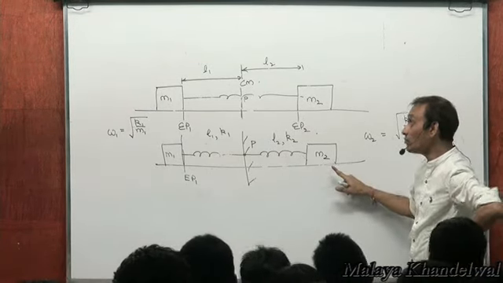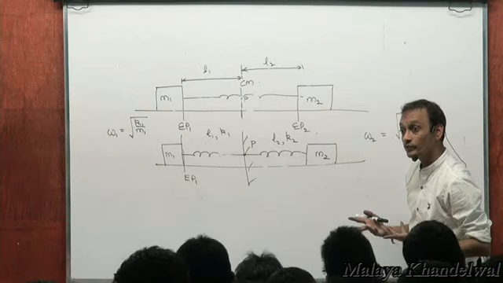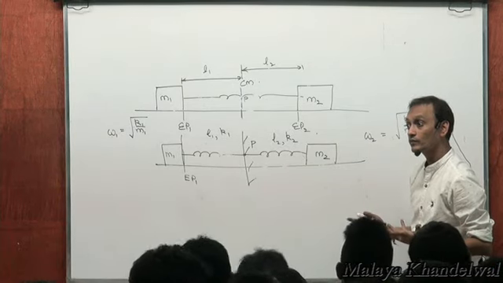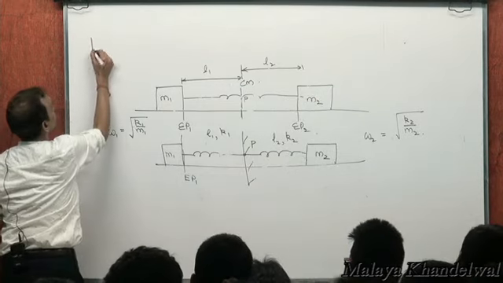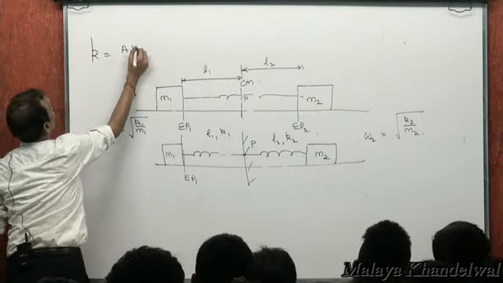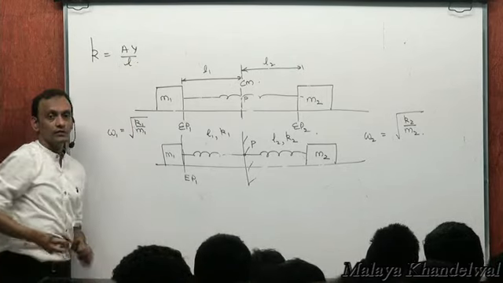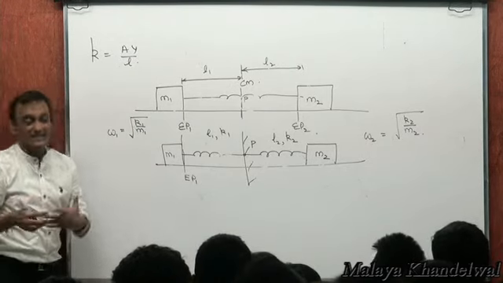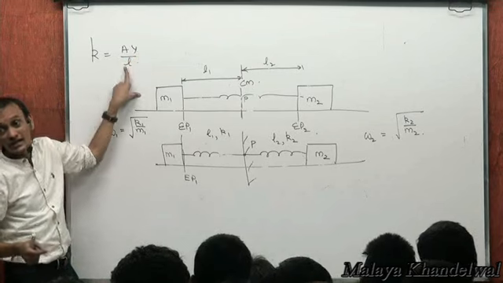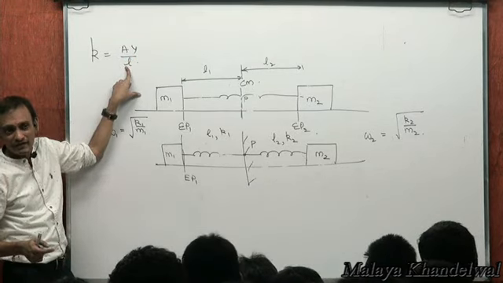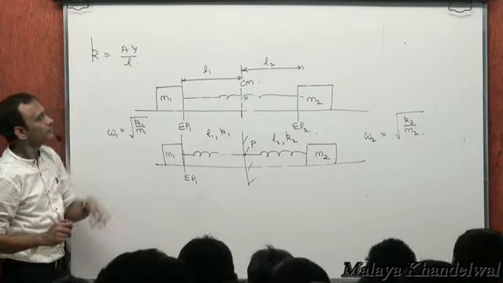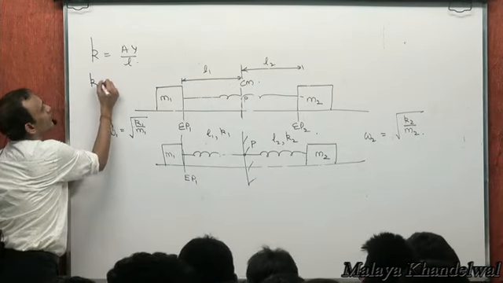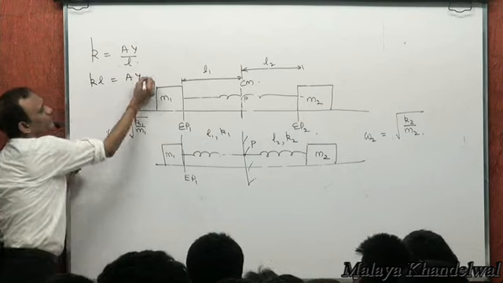Right? Equivalently, now how to calculate K1 and K2? See, do you remember? K of a spring is given by AY by L. I've discussed this, area of cross section, Young's modulus divided by the length of the spring. Have I discussed this in the past? Right? So, K into L is A into Y.